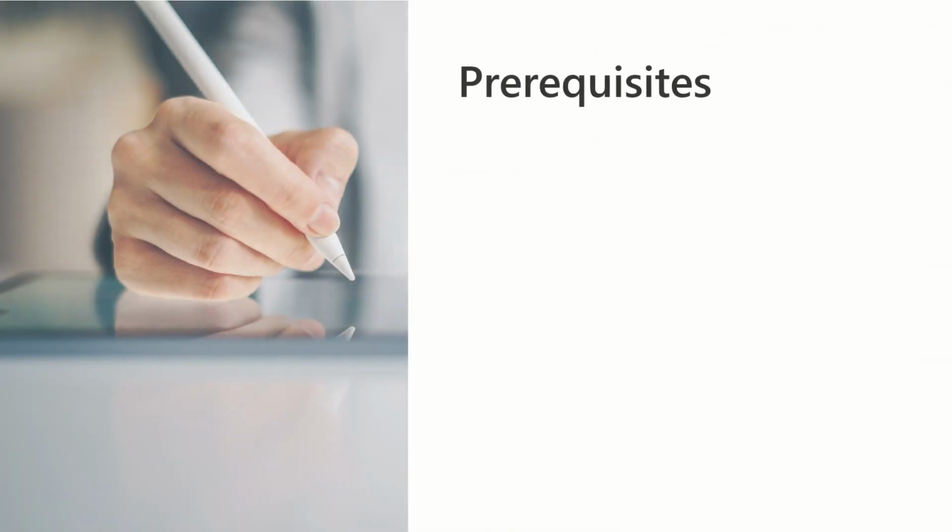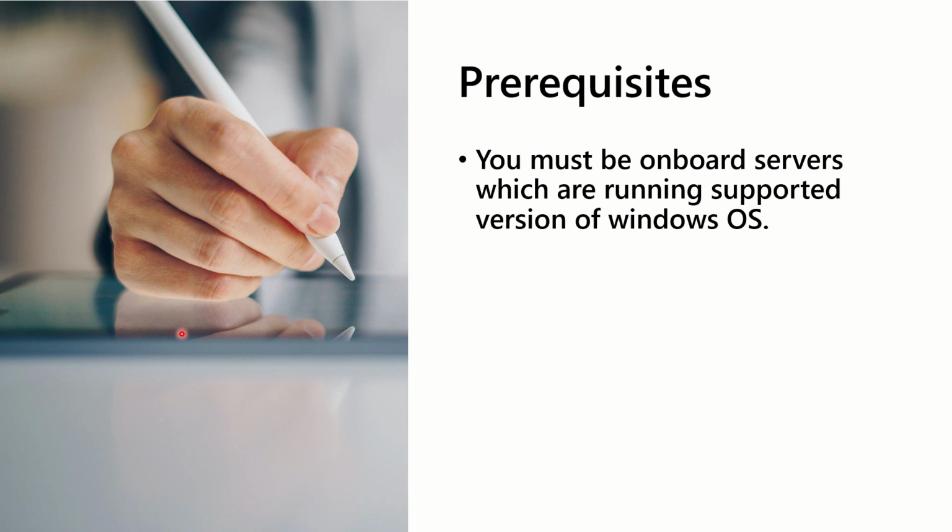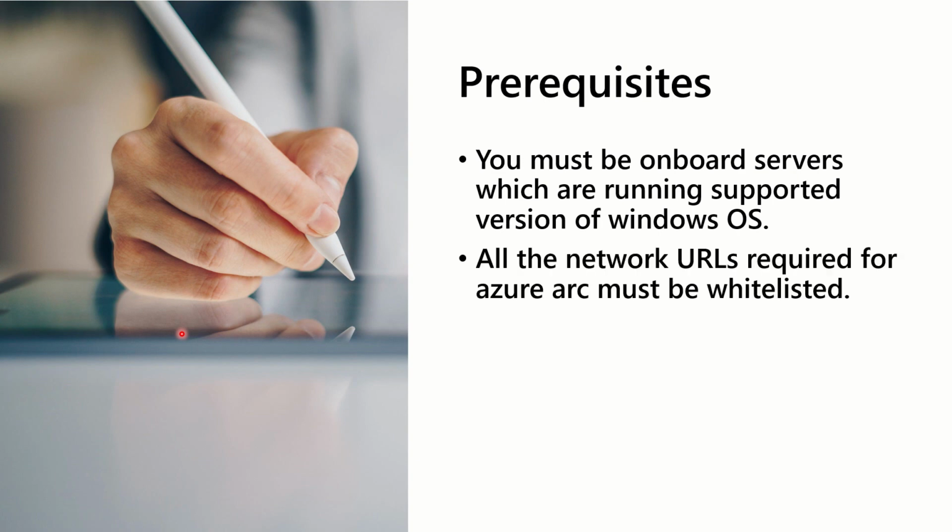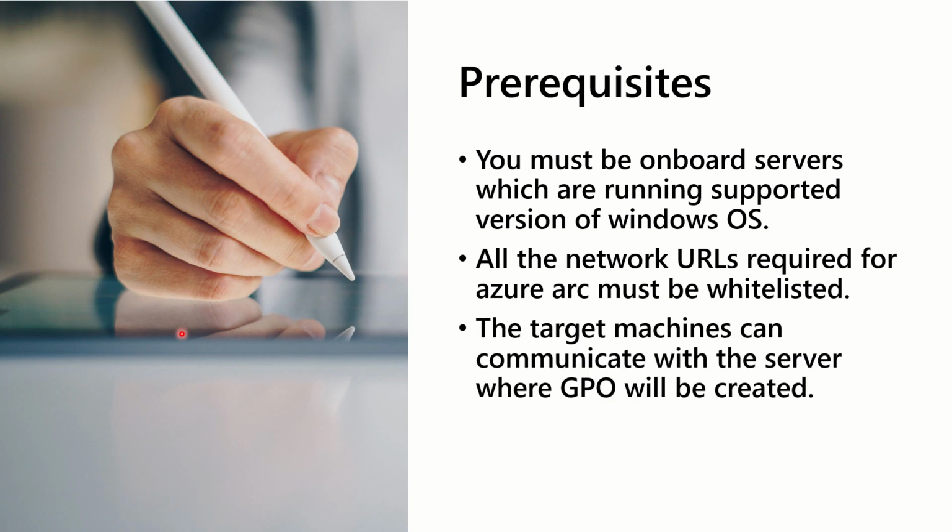Now, there are certain prerequisites that you have to keep in mind before going ahead with this video. The first one is you must be onboarding servers which are running a supported version of Windows OS. All the network URLs required for Azure Arc must be whitelisted, and the target machines where you're going to deploy a GPO should be able to communicate with the actual server where the GPO has to be created. This is very basic, but at times, since the machine is not able to contact the respective server from where it has to get the Group Policy Object, you may get inconsistent behavior.